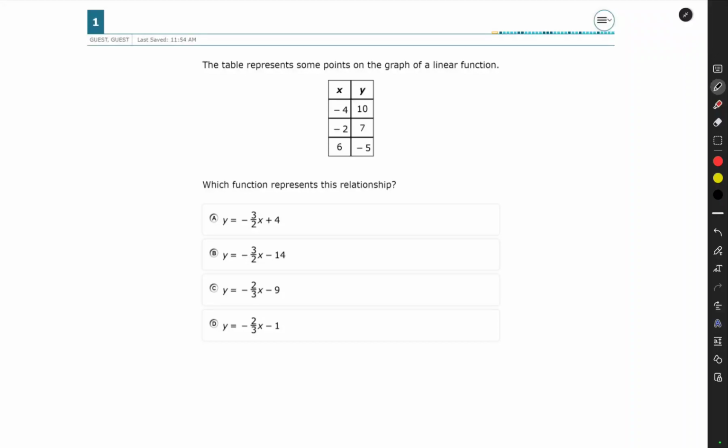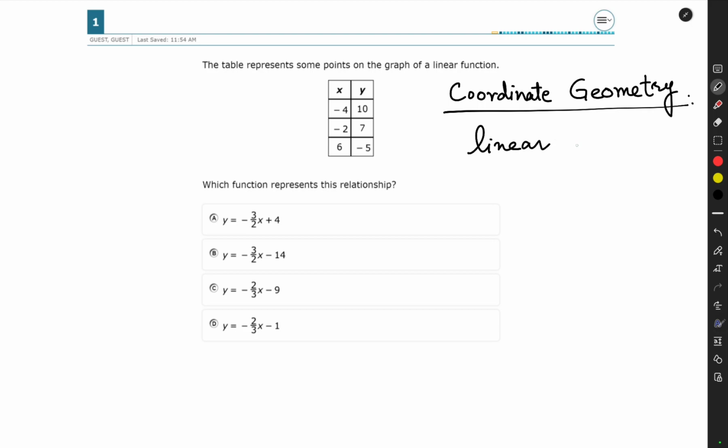Hello everyone. Today we are going to do this question, and this is from the topic coordinate geometry. This is a topic which deals with the equations of the lines, graphs of linear functions. And when I say linear function, I mean a graph which will be a line if I draw it on the Cartesian plane. And what do I mean by saying Cartesian plane? I mean the x-axis and the y-axis.